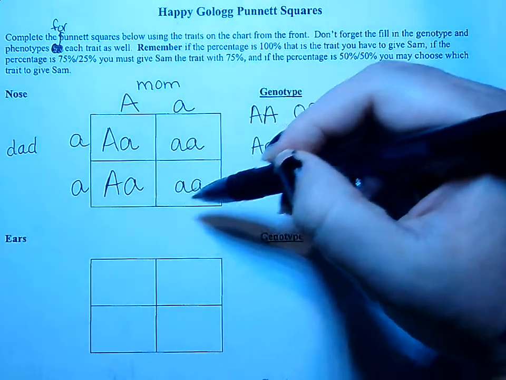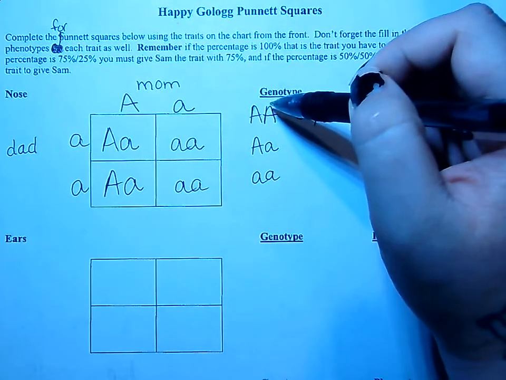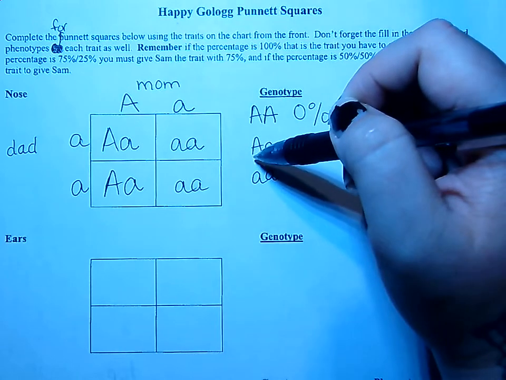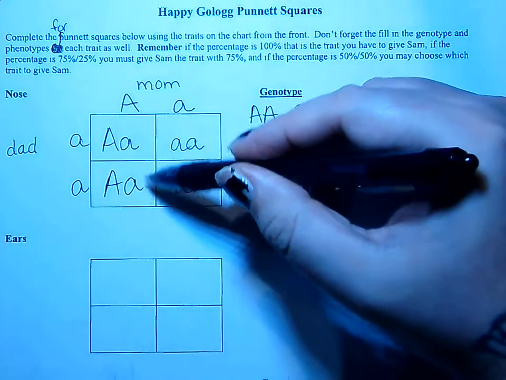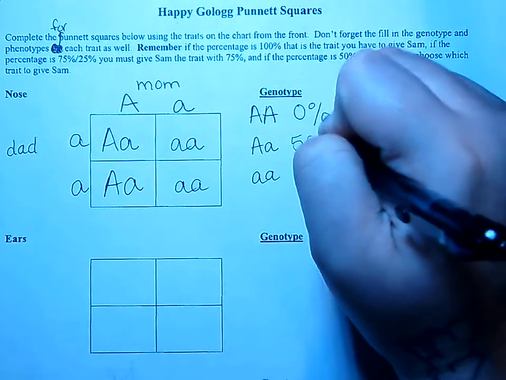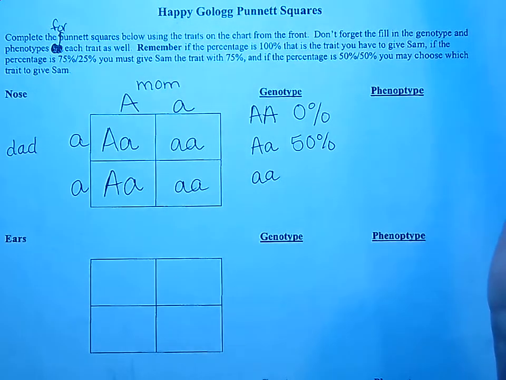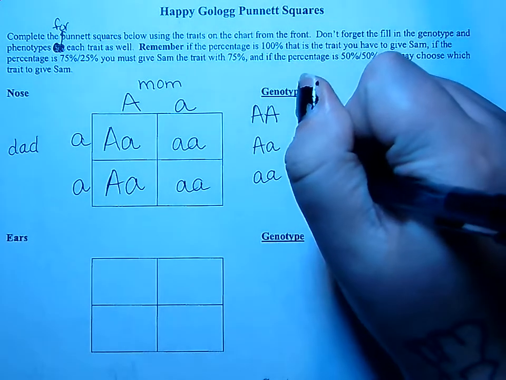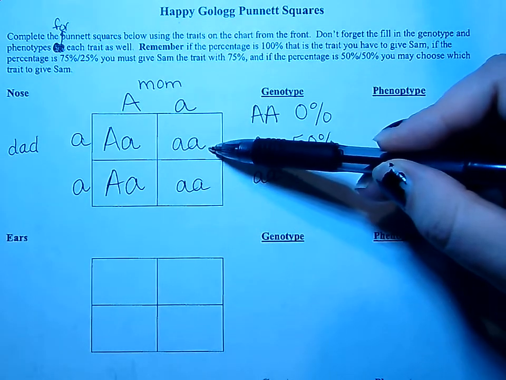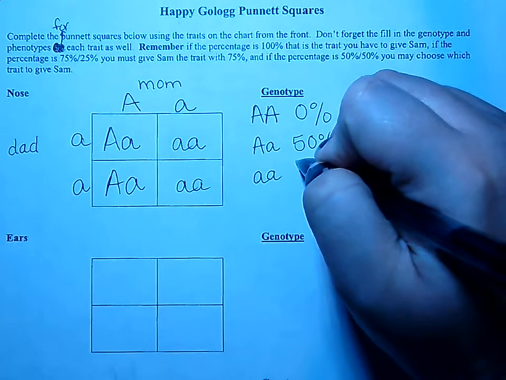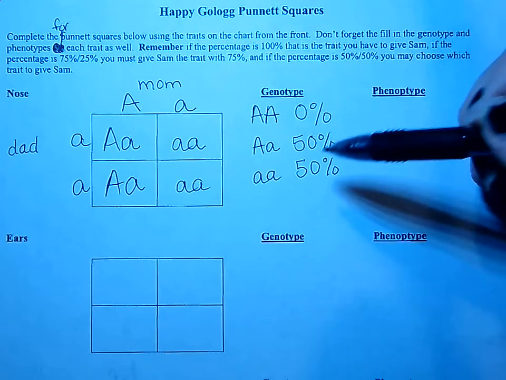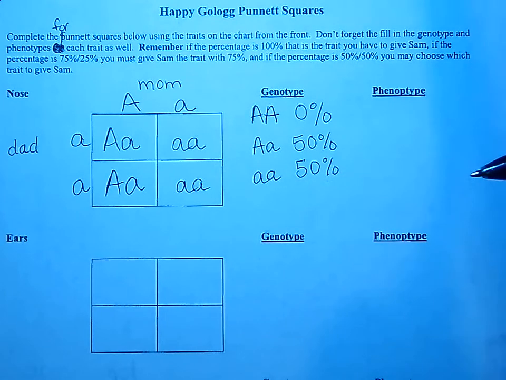Our Punnett square has 0% chance of having this genotype, which is homozygous dominant. For heterozygous, we have 2 out of the 4 squares. So that would be 50%. Then homozygous recessive, for 2 littles, we have 2 out of the 4. So another 50%. Remember, when we check our work, it should equal 100. And 50 plus 50 is 100, so we're good there.